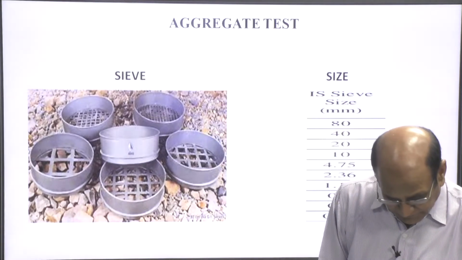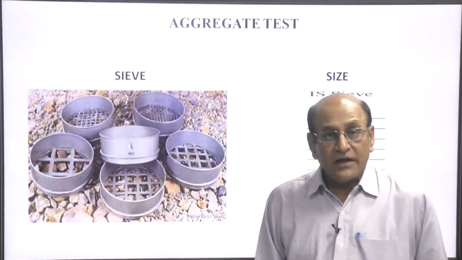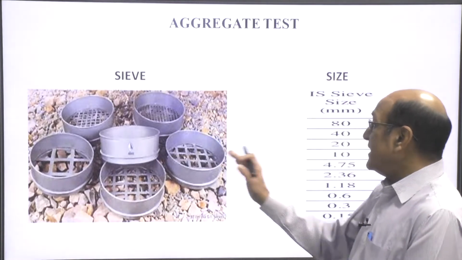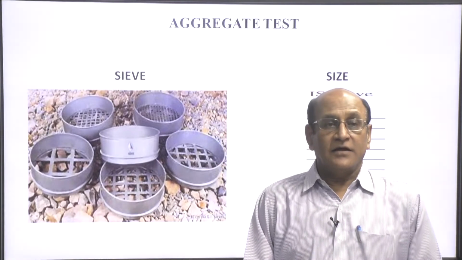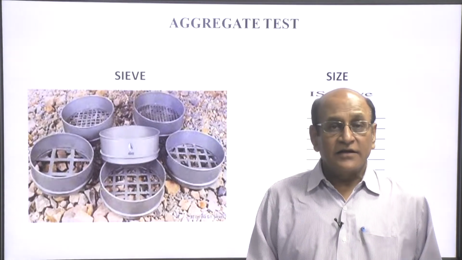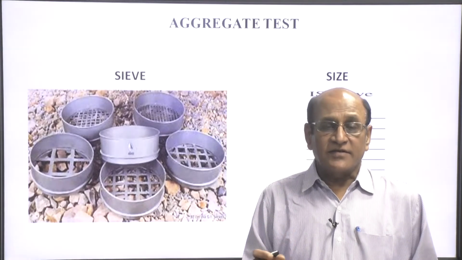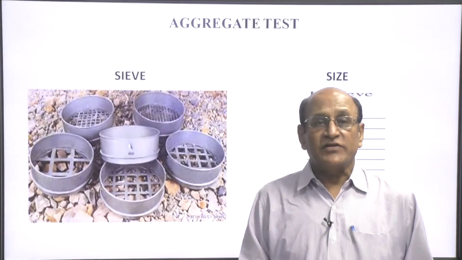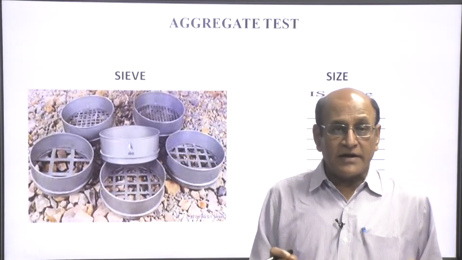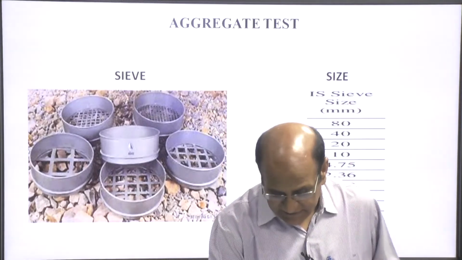So, after putting the sample in the sieve, it is placed over the shaker, and the sample is properly sieved, and then it is withdrawn and weighed again. The percentage passing, divided by the total sample, will give the percentage of the material passed through a particular sieve. So, this is the sieve analysis.